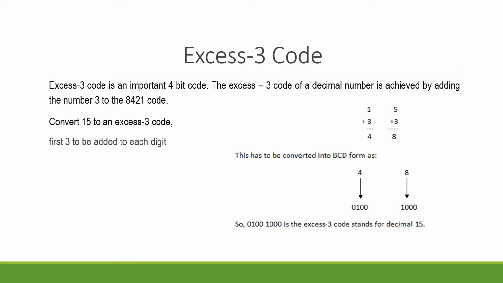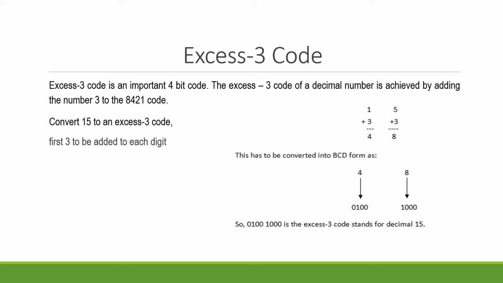In this XS3 code, what we need to do: the XS3 code for a decimal number can be achieved by adding the number 3 to the 8421 code. Okay, what are we going to do? We are going to add 3 to an 8421 code and we can achieve the XS3 code. So let us start and try to understand how to convert a number into the XS3 code.